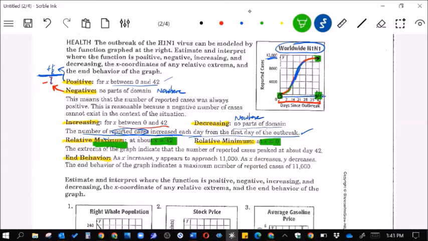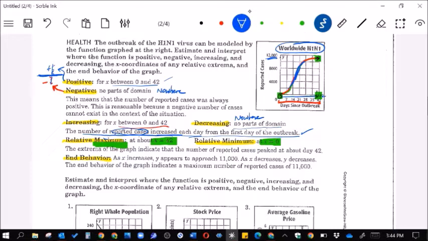And the relative minimum being 0 means that for the 0th day, or before the disease even was reported, there were no cases at that time, and that's the lowest amount. So, like, common sense, it would make sense about that. Okay, now let's look about what end behavior is.